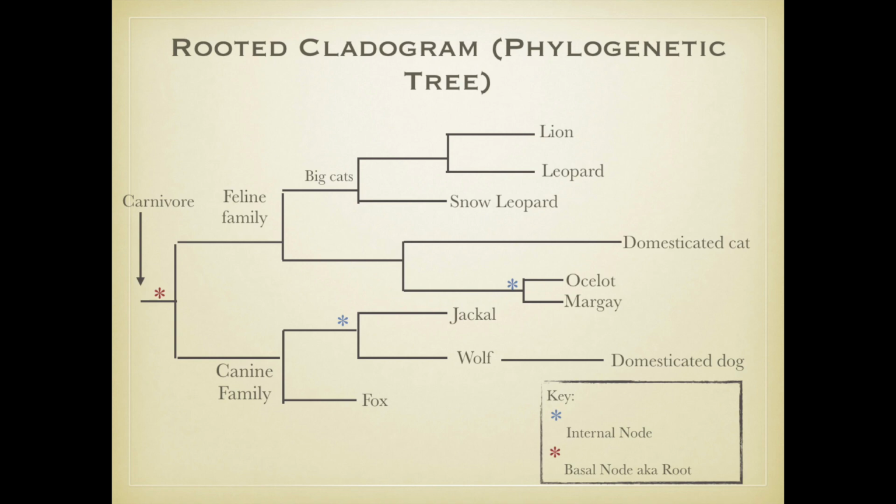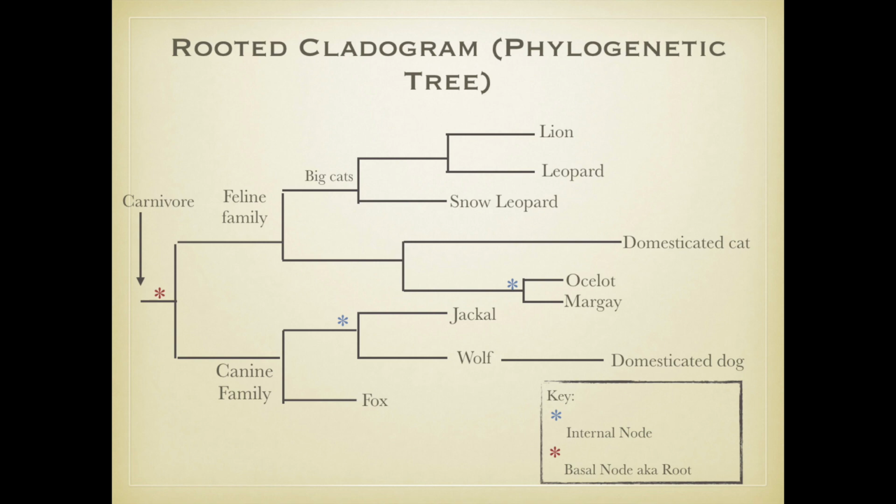It is rooted, meaning that it shows the last common ancestor of the groups included in the tree with a basal node, aka root. Here the root is marked with a red star illustrating the common ancestor between both the feline family and the canine family. I differentiated the groups based off of characteristics, common knowledge, and information from my animal diversity class.